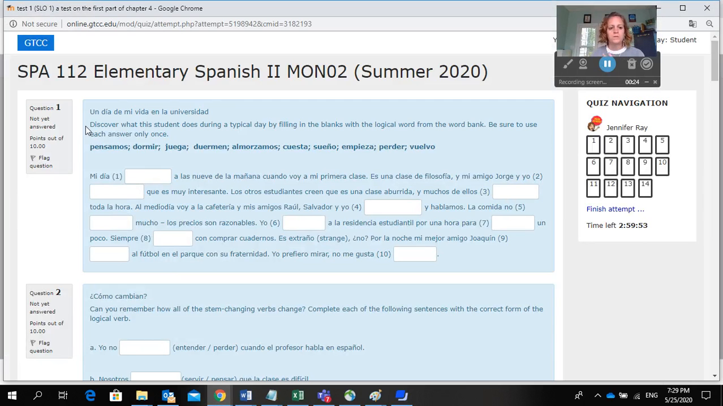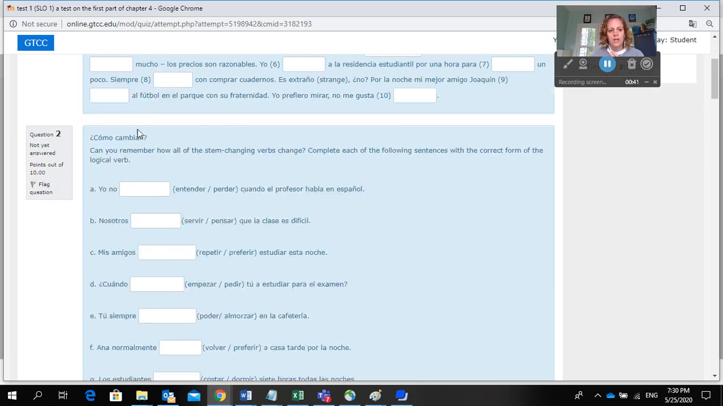So this says, un día de mi vida en la universidad. Discover what this teacher does during a typical day by filling in the blanks with the logical word from the word bank. Be sure to use each word only once. They're already in the form they need to be used, so just write the word from the word bank into the blanks below. Here, can you remember how all of the stem changing verbs change?